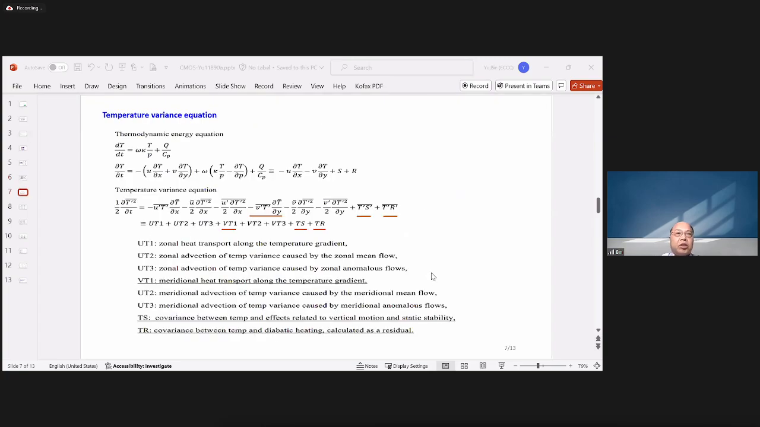And then to understand the generation and maintenance of WCNA, we examine the temperature variance budget. From the thermodynamic energy equation, we can get the temperature variance equation like this. We don't want to go into too much detail of this equation, but as we'll see later, there are three dominant terms here. One is VT1, which indicates the meridional heat transport along the temperature gradient. TS indicates the covariance between temperature and the effect related to vertical motion and static stability. And TR indicates the covariance between temperature and diabatic heating, which is considered as a residual.